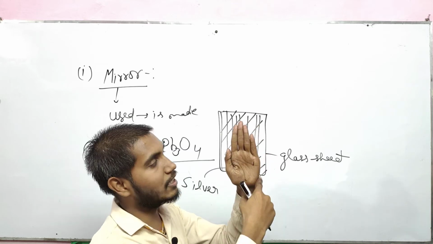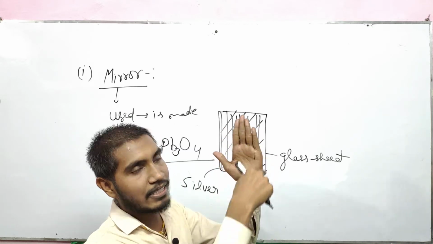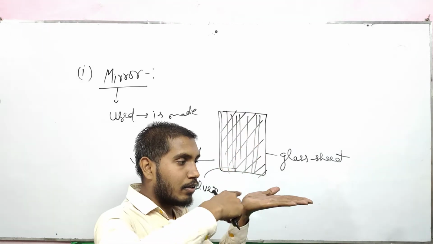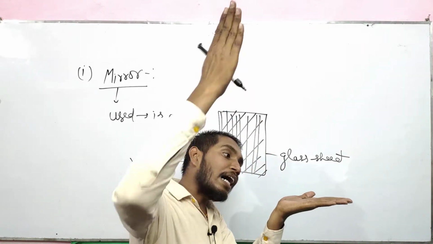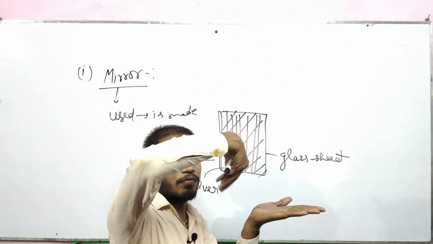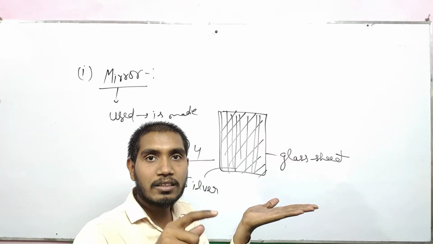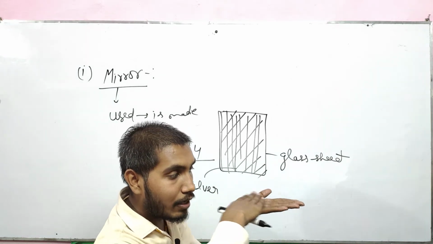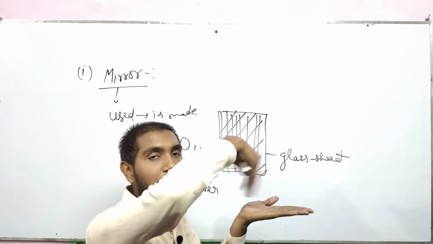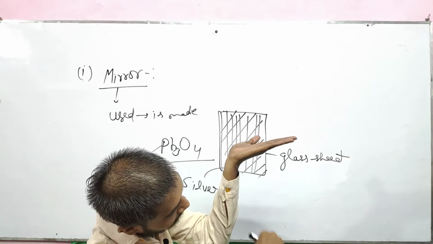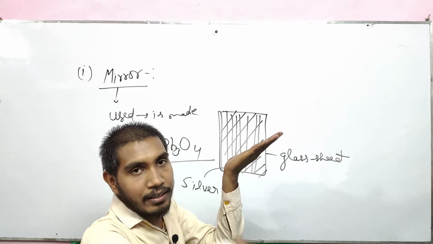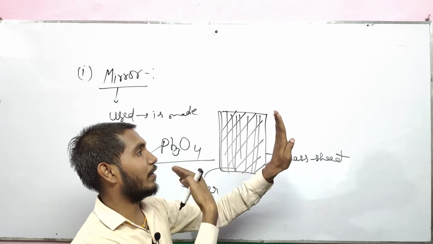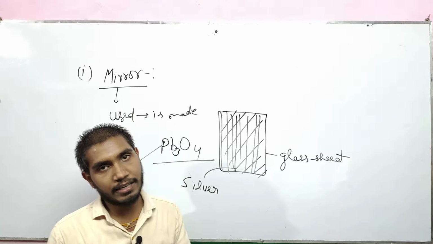This is a glass sheet that is transparent. We can see from this side to that side. Then we deposit a thin silver layer on the glass, and after silver we coat lead oxide, Pb3O4. So first glass sheet, at one side silver, third Pb3O4, lead oxide. Okay, so this side downward, this side makes the reflecting surface, where we can see our face. Okay, this is the process to make the mirror.